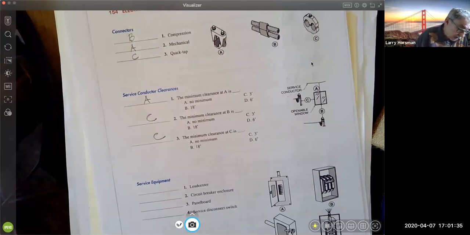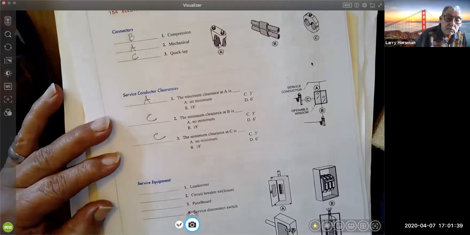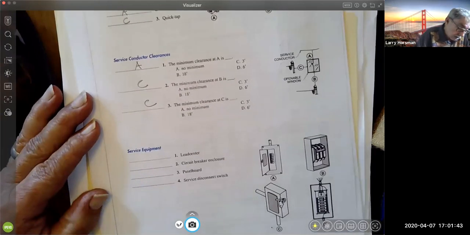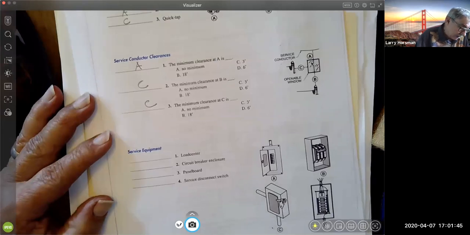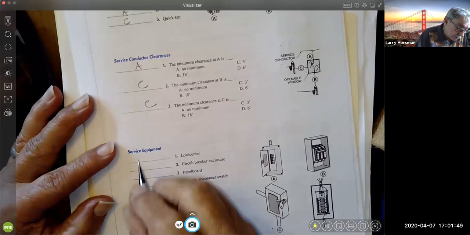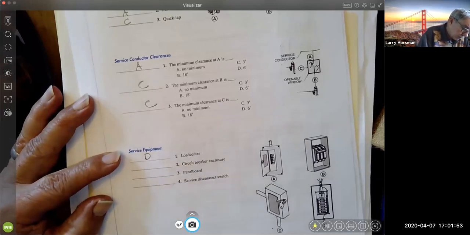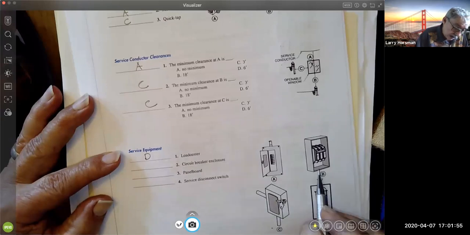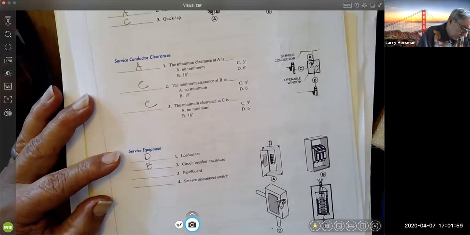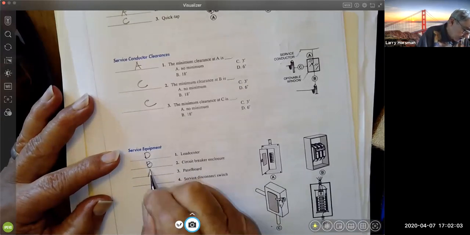So we move down to the service equipment. So the load center is D. Circuit breaker enclosure is B. The panel board is A. And the service disconnect switch is C.